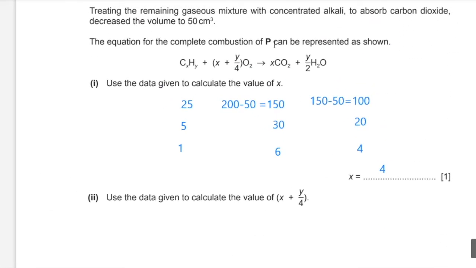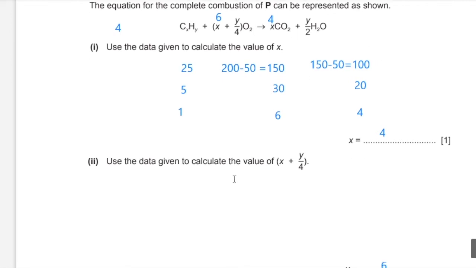Alright. The value of x is 4, and the value of x plus y over 4 is 6. So we know that there is a total of 4 carbon atoms, so x has to be 4. We can now calculate the value of y. So we know that x plus y over 4 is equal to 6. To calculate y, we multiply both sides by 4, which gives 4x plus y is equal to 24. To calculate y, you have 24 minus 16, and therefore y is equal to 8.